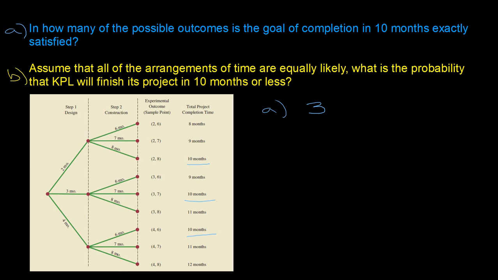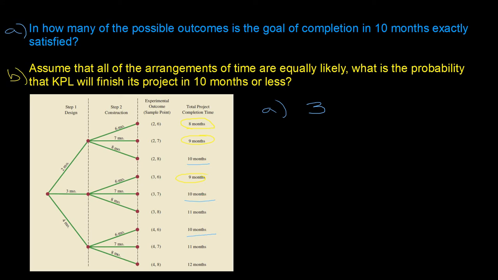Now for the second question, let's call it question B, we want to finish in 10 months or less. So of course we have to count all of the outcomes that have 10 or less. So of course we're going to have the first one, it's almost non-visible, sorry. The second, the blue ones, of course, because those are 10, plus this one with 9, and that's it. So we have 1, 2, 3, 4, 5, 6.